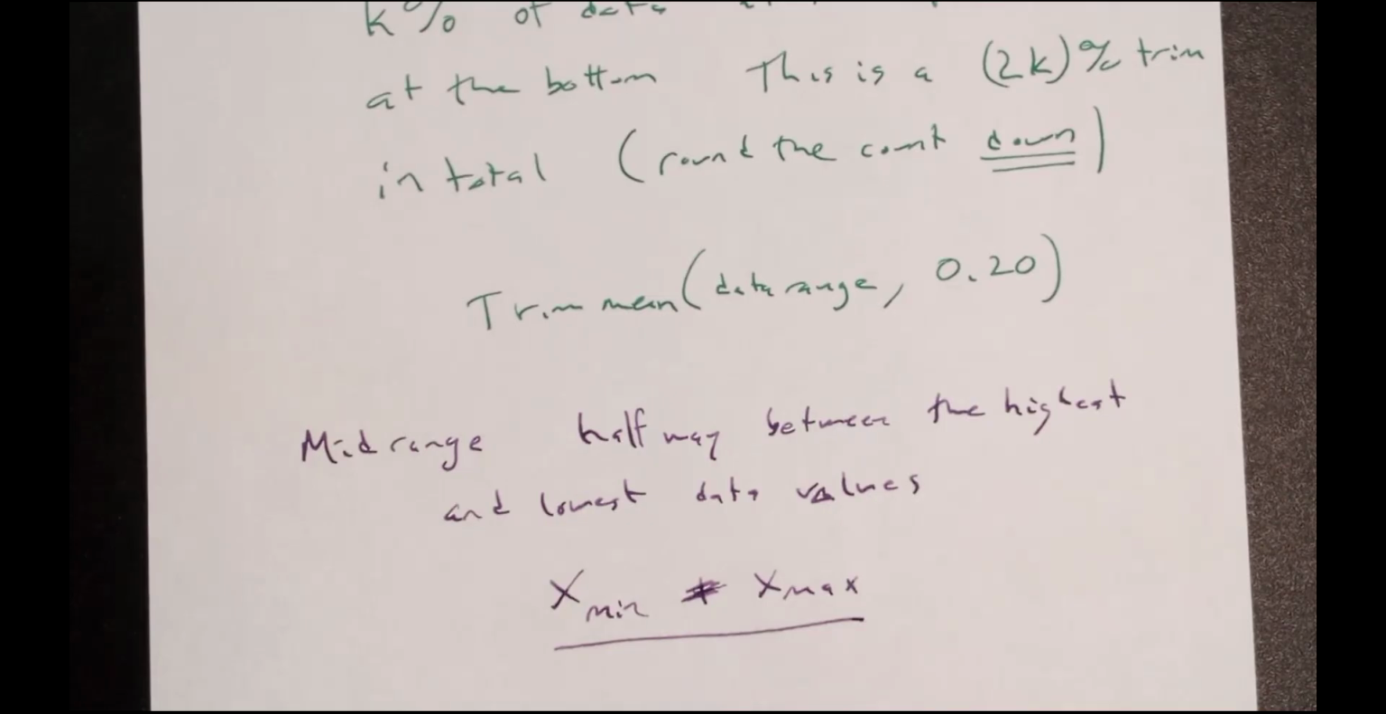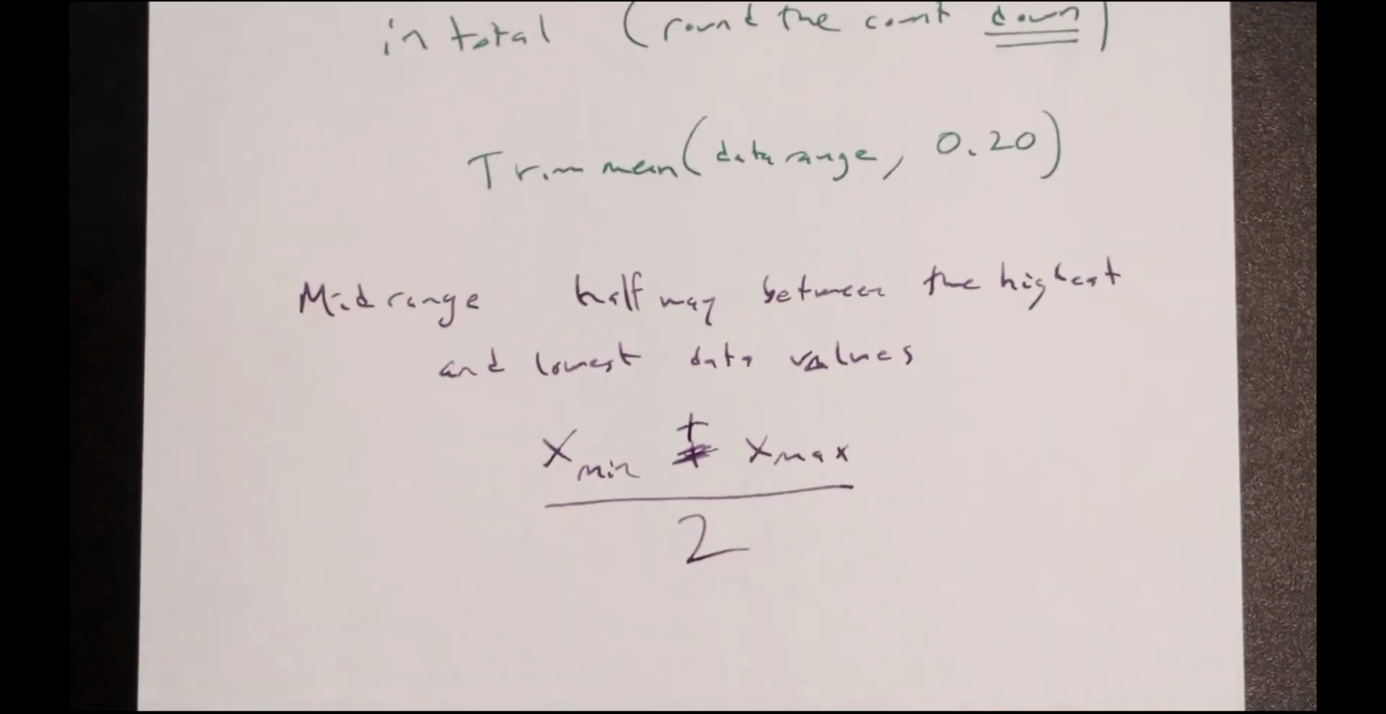I started to write this and I realized I was about to write it wrong. Nope, that's right. Plus over 2. It's literally take the lowest one and the highest one, split the difference. You want to talk about sensitive to extremes? It only looks at the 2 extremes.